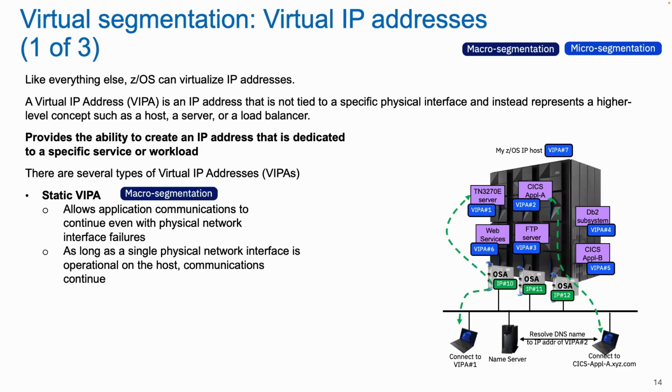In addition to that, it also provides a high availability capability. Today, if you target a specific physical network interface and that network interface goes down, you lose access to the applications on that system. Whereas if you target a static VIPA and you have multiple network interfaces hosting that system, then you could reach that application over any of those interfaces. So it provides an availability standpoint as well as a segmentation advantage.